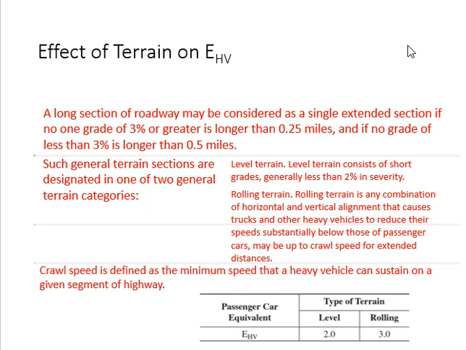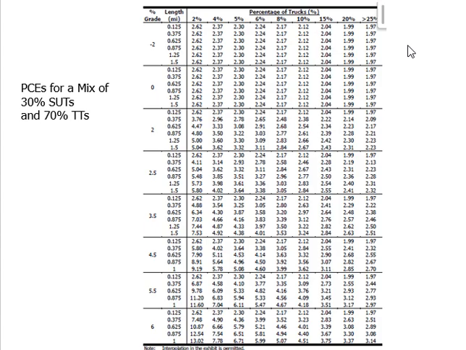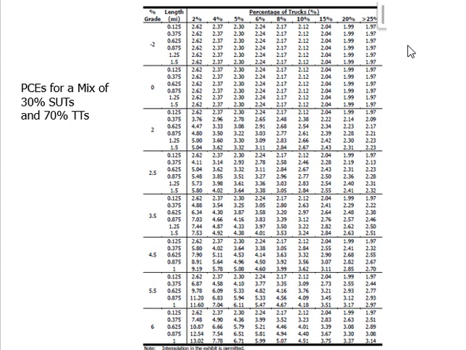Now, if we have level or rolling, remember we are trying to find out the value of EHV, the passenger car equivalent of a truck. It depends upon terrain. So first of all, fix the terrain. My terrain is level or rolling. Then you come to this table, find out the factor. For extended grade, I have 3 different tables for EHV. In all of them, the data is same. You need the gradient, you need the length, you need the percentage of trucks.